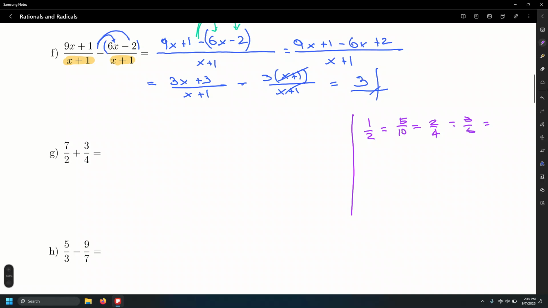How about 36 over 72? How about, I don't know, 500 over 1,000? All these fractions are equivalent fractions. They represent the same value, but they are expressed in a different way.